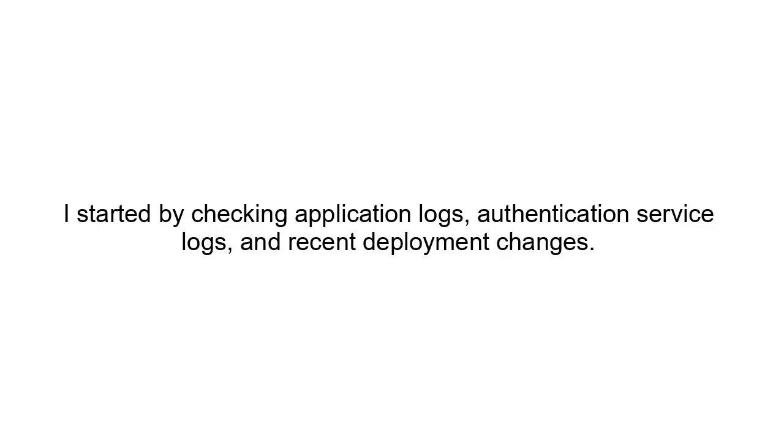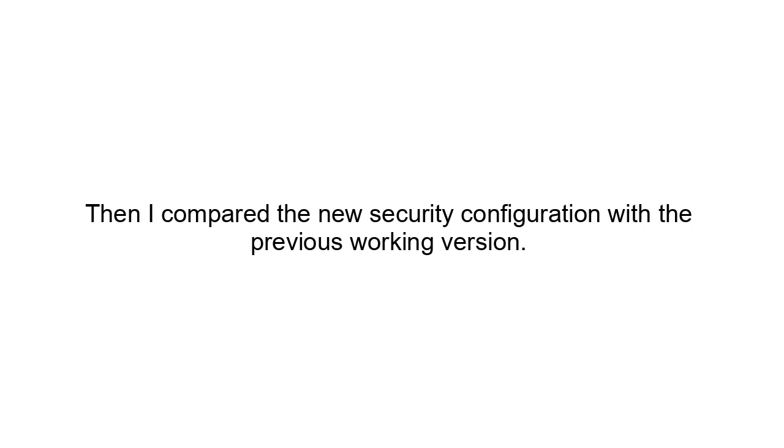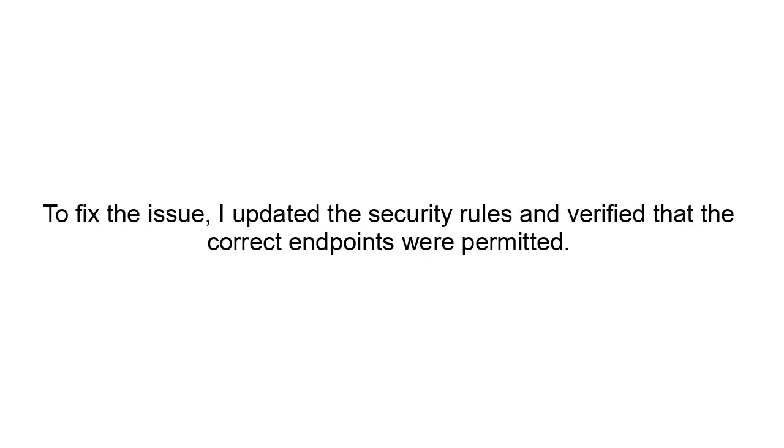Action: I started by checking application logs, authentication service logs, and recent deployment changes. I noticed that the failures were happening only for users with specific roles. Then, I compared the new security configuration with the previous working version. I found that a recent Spring security configuration change had accidentally restricted access to one of the authentication-related endpoints for certain user roles. To fix the issue, I updated the security rules and verified that the correct endpoints were permitted.